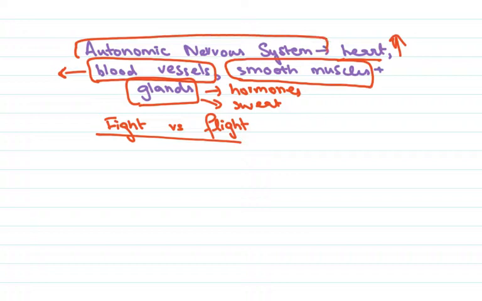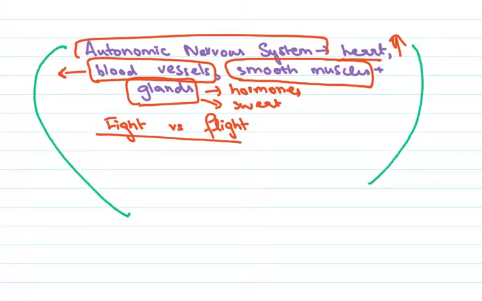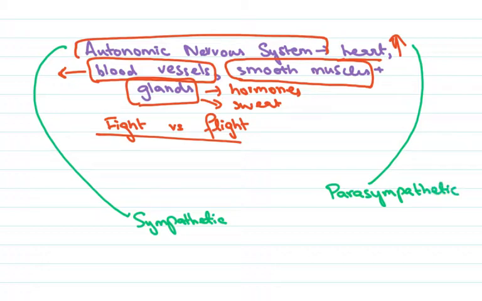Now, the autonomic nervous system is further divided into two different categories. So basically, one, you have the sympathetic nervous system, and then you have what is called the parasympathetic division. So basically, the sympathetic division is what makes you ready for the fight or flight response. Now let's look at how it does that.